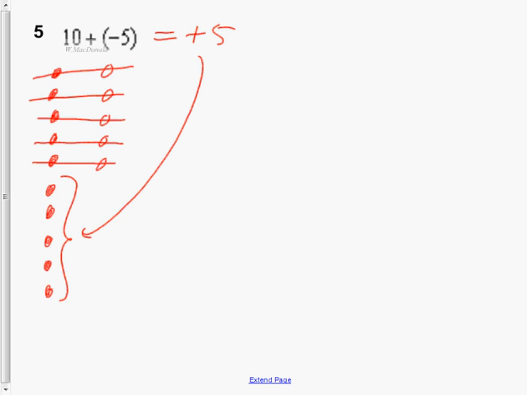And I'm left with +5. Another way for me to think about that, if I have $10 and I combine that with $5 worth of debt, I'm no longer worth $10. I'm only worth $5 now, because I've also taken on, or I've added to my value, $5 worth of debt.